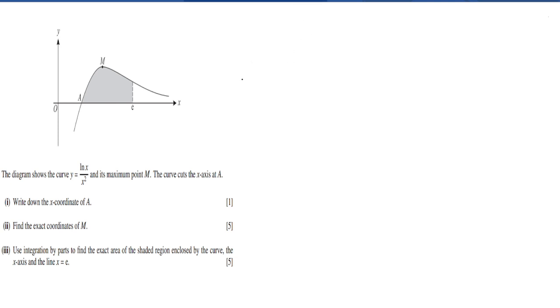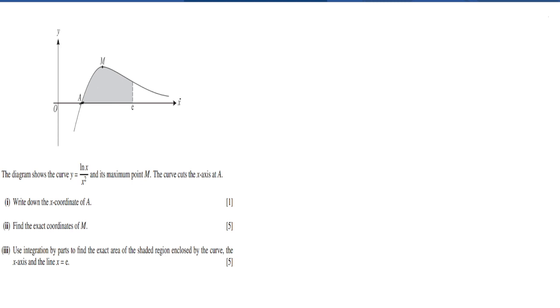Over here the diagram shows the curve y is equal to ln x over x square, which has its maximum point at M. So M is the maximum point. The curve cuts the x-axis at A. Write down the x coordinate of A. Over here we have been given the curve, we have to find out A.